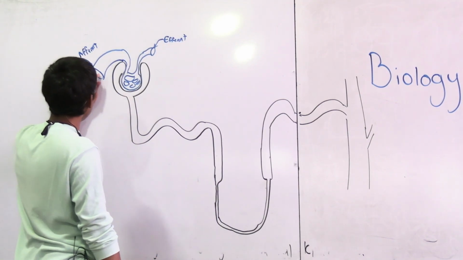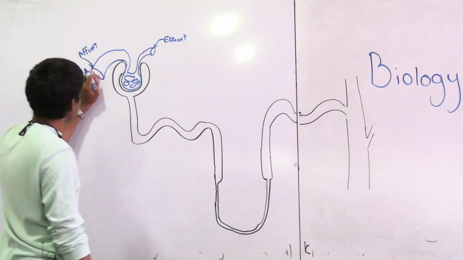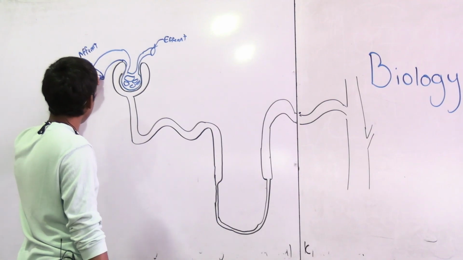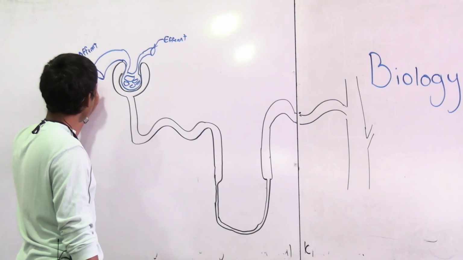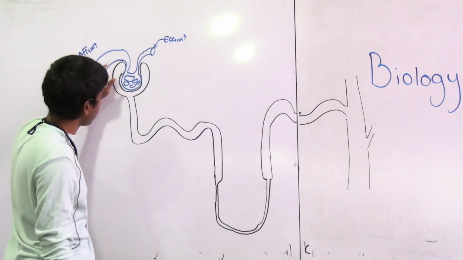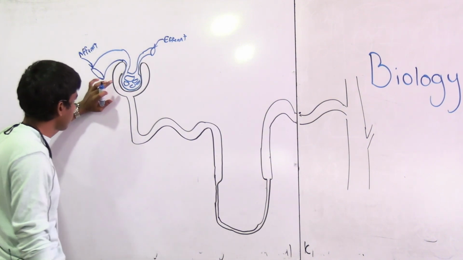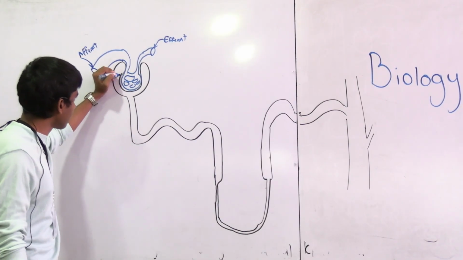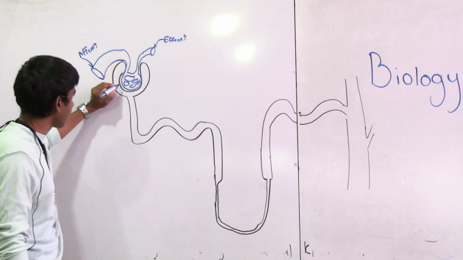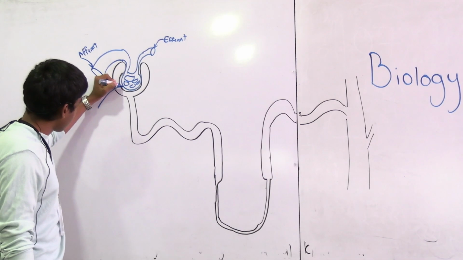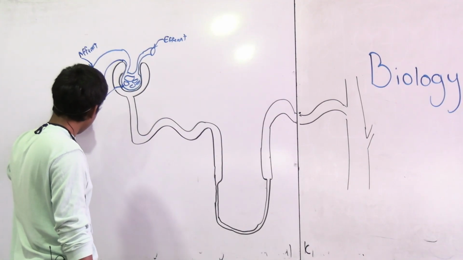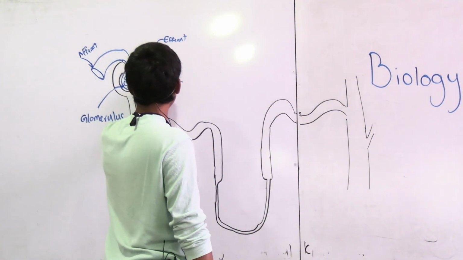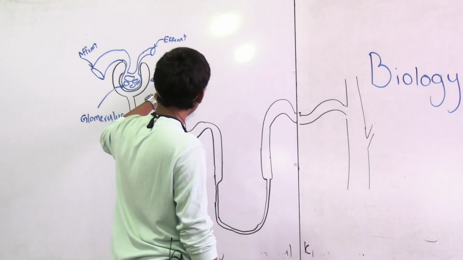Right. Now notice that the diameter of this is larger than the diameter of this. That's given under an adaptation of the glomerulus for filtration. When the diameter of this is larger than the diameter of this, the pressure inside the glomerulus is higher. That causes the filtration to happen more effectively, right? So this is the glomerulus, right? This we call the Bowman's capsule.